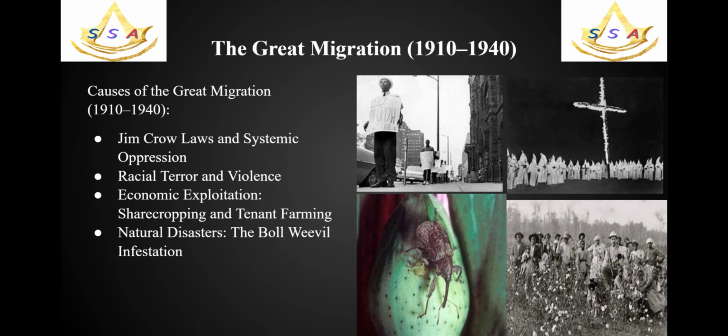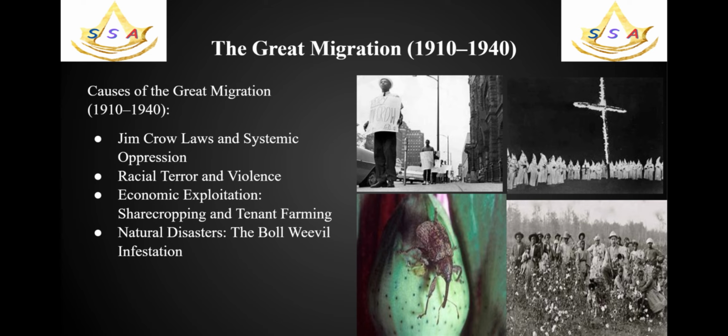This included poll taxes, which are fees that were intentionally unaffordable for many Black citizens. There were also literacy tests, often designed with obscure or confusing questions to disqualify Black voters, and grandfather clauses, which exempted white citizens from literacy tests and poll taxes if their ancestors had voted before 1867, effectively barring African Americans from voting.